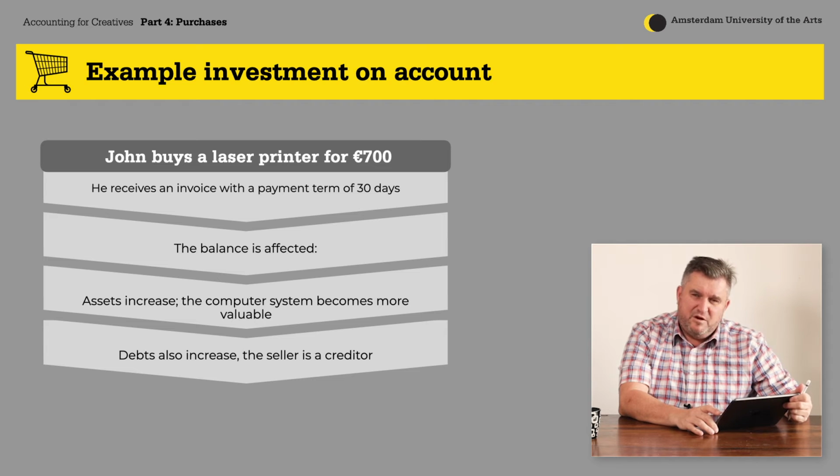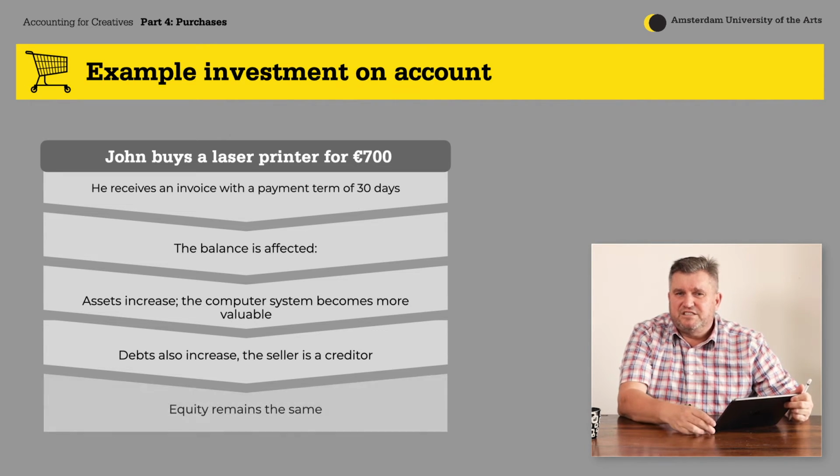This means that if both assets and debts change, nothing changes in the equity. The equity stays the same. You just changed your money for this printer, but you're not richer and you're not poorer.